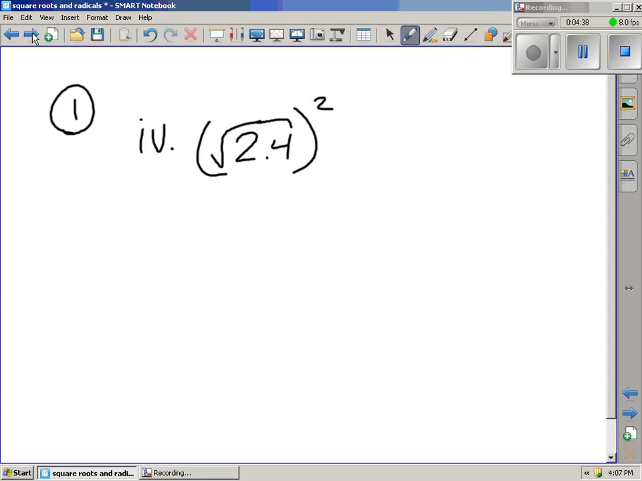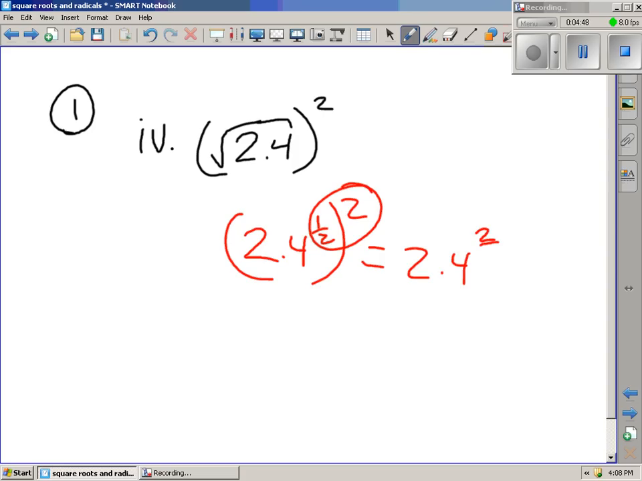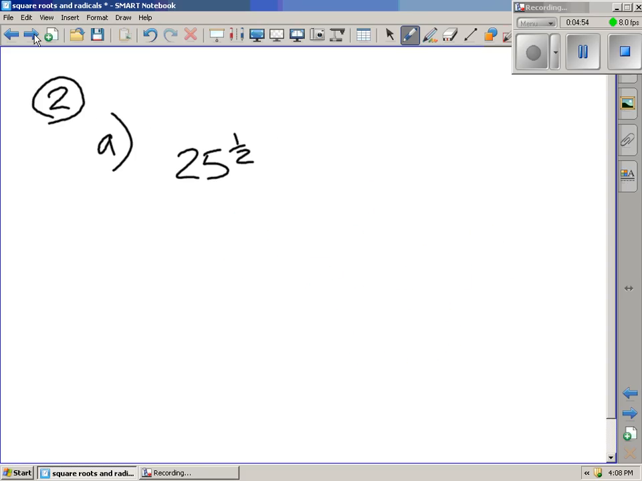Here, the square root of 2.4, so that's the same as 2.4 to the power of 1/2 to the 2nd power. Power to a power you multiply, and we get 2.4 to the power of 2 over 2, which equals 2.4 to the 1st power, which is just 2.4.